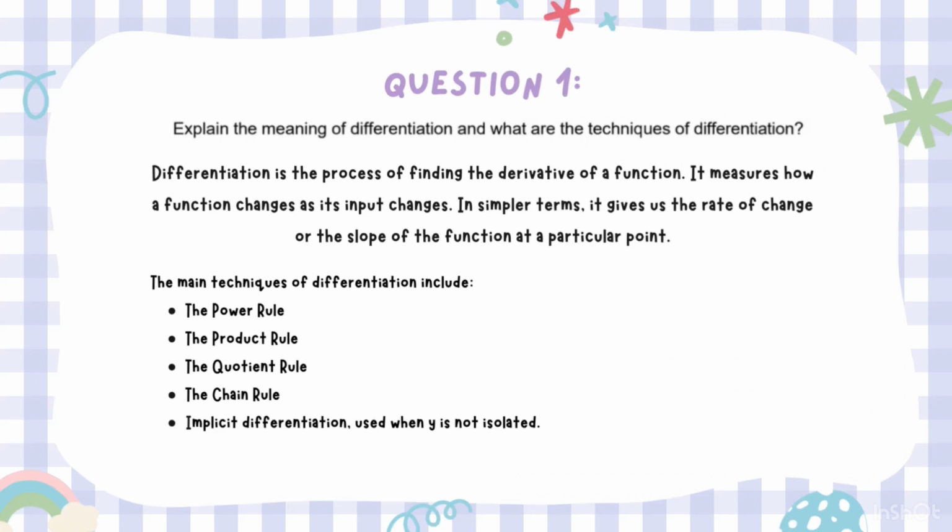The second one is product rule. The formula for product rule is: if y equal to u dot v, then dy over dx equal to u prime v plus uv prime. Use the product rule when two functions are multiplied together.